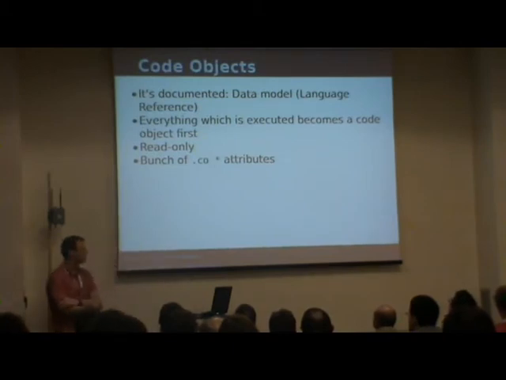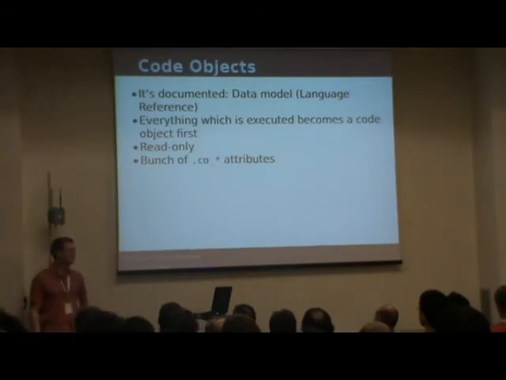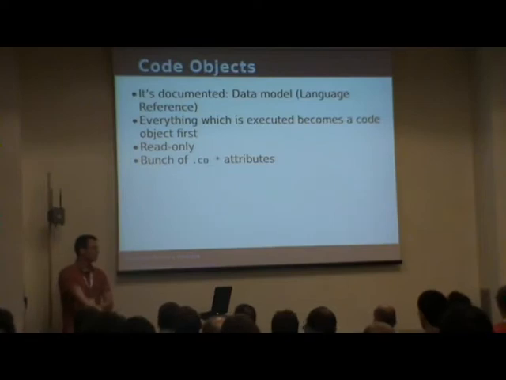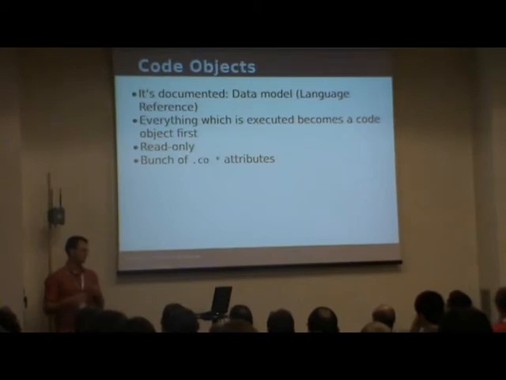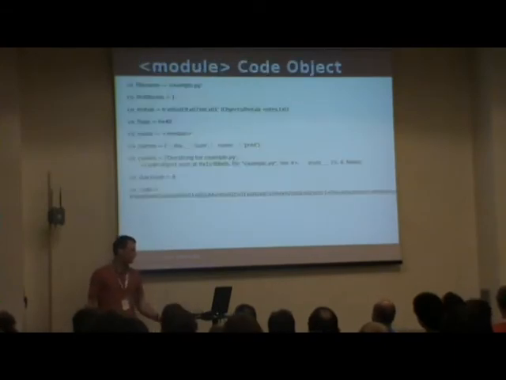But onto code objects. The great thing about them is they're documented. In the language reference, there's a data model section, and that's a very interesting section when you're looking at internal Python. It explains a lot of this. As I already mentioned, everything that gets executed first gets compiled into a code object. They're read-only, so you can't actually modify those at all. You can create new ones if you really want to, but it's slightly complicated. And they're a bunch of co_ attributes, basically.